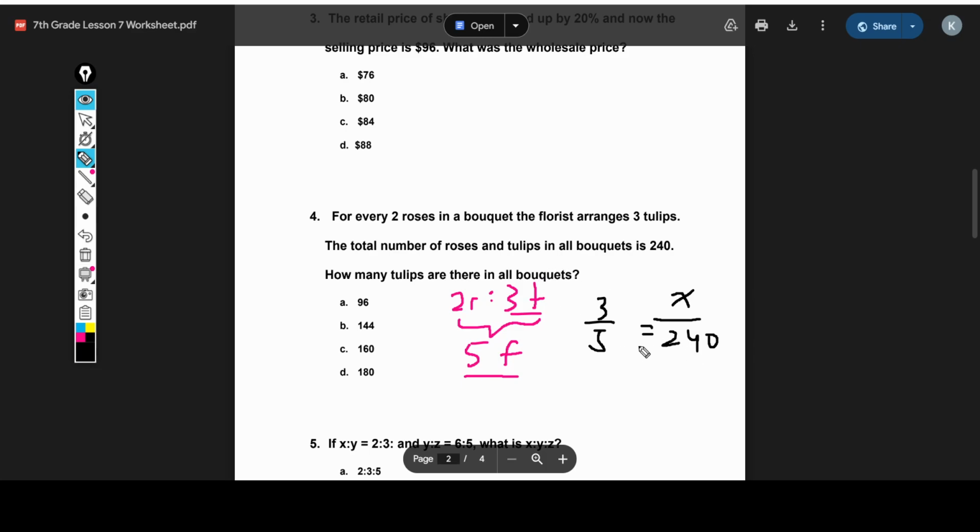or you can do some side to side cancellation. Here, let me just show you. This becomes 48 because we multiply both sides by 5. And so the 5 cancels. I can write a little 5 here, and then this 5 and this 5 cancel. And this 5 and this 240 simplify to 48, or x over 48. And so you'll get 3 times 48 equals x. What does x equal? X equals 144. So there are 144 tulips in all of the bouquets combined.